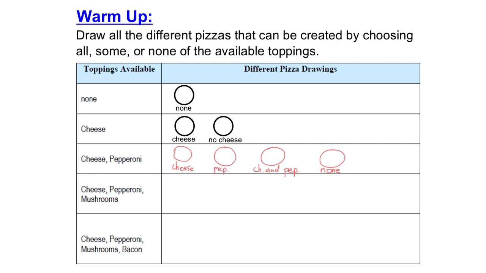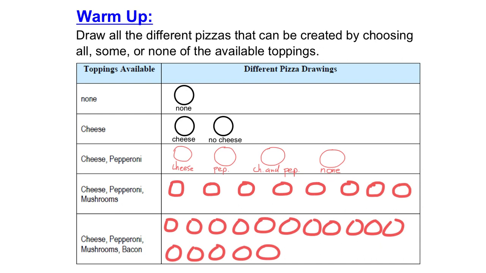Well, you could have a cheese pizza, one with only pepperoni, one with only mushrooms, or one with cheese and pepperoni, or one with cheese and mushrooms, or one with just pepperoni and mushrooms, or one with all 3 toppings, or one with no toppings at all. So if you have 3 different toppings as choices, there's 8 possible pizzas that you can make. And when you have 4 different toppings available, there's 16 possible pizzas that you can make.